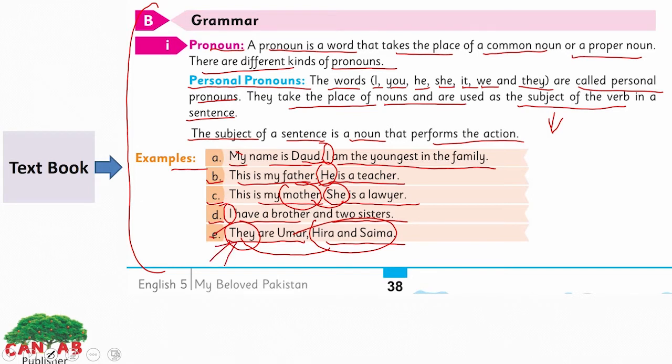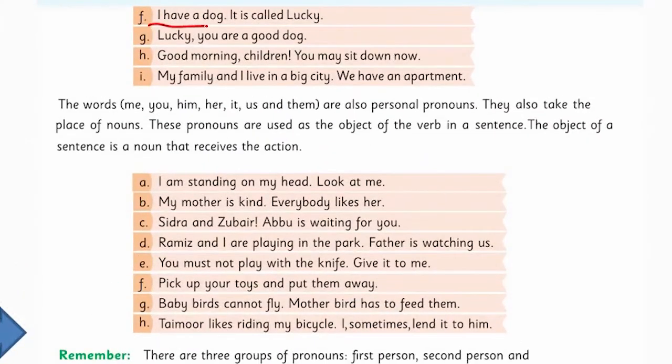Now let's move forward. I have a dog, it is called Lucky. The dog and Lucky are the same animal here. I and it are pronouns. Lucky, you are a good dog. You is a pronoun here.